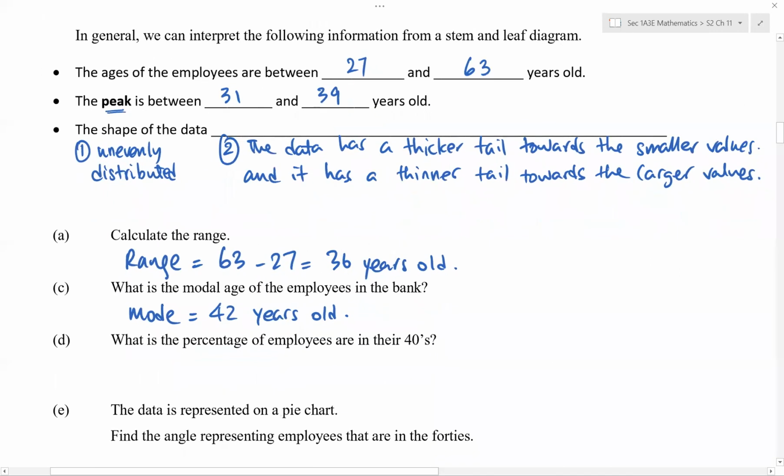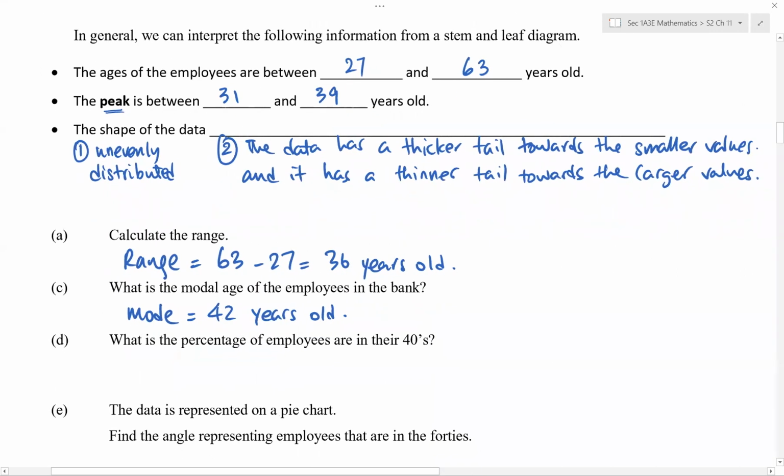So what is the percentage of employees in their 40s?